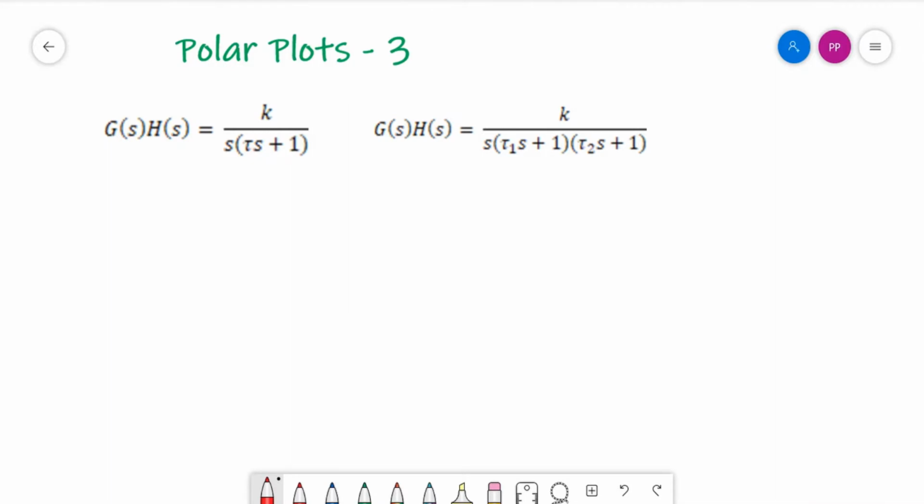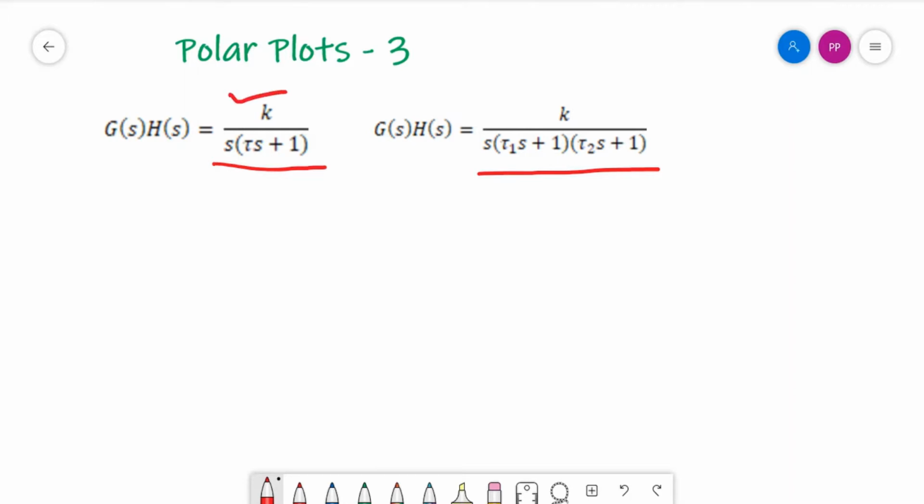We have studied polar plots in the last two classes, and this is the third class on polar plots, and we are going to study two loop transfer functions here. The first transfer function is G(s)H(s) equal to K divided by s into (tau s plus 1), and the second transfer function is K divided by s into (tau 1 s plus 1) divided by (tau 2 s plus 1). So we start with the first one, that is K divided by s into (tau s plus 1).